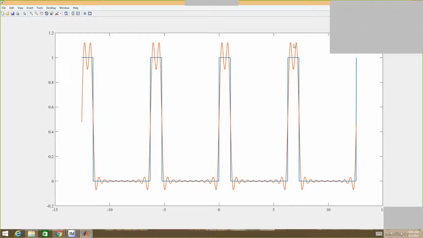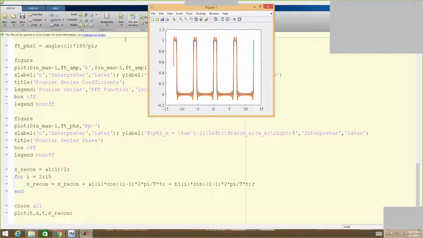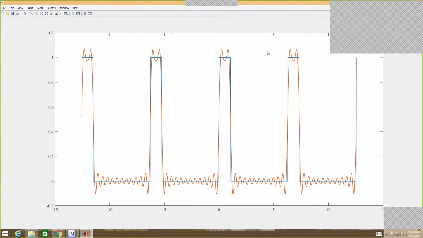Yes, each time we change the number here and add more terms, that means we are adding higher and higher harmonics. So instead of just having up to 12 terms, now we are considering up to 15 terms, which makes it look even closer to the original signal. So as you keep adding more and more, it becomes closer and closer to what you see in the actual signal. So in theory, if you had an infinite number of terms, then this would match exactly on top of the original signal.